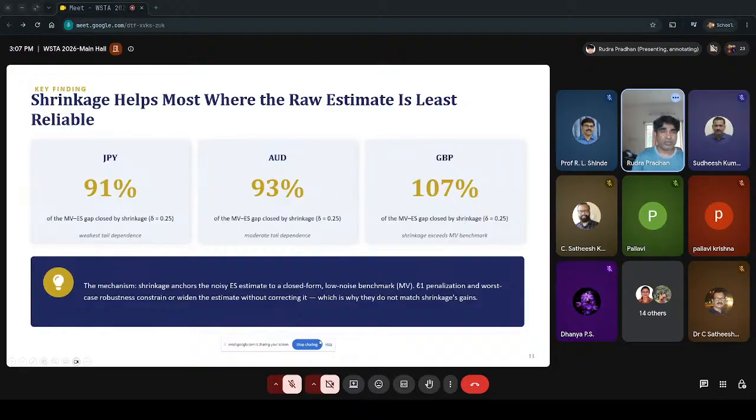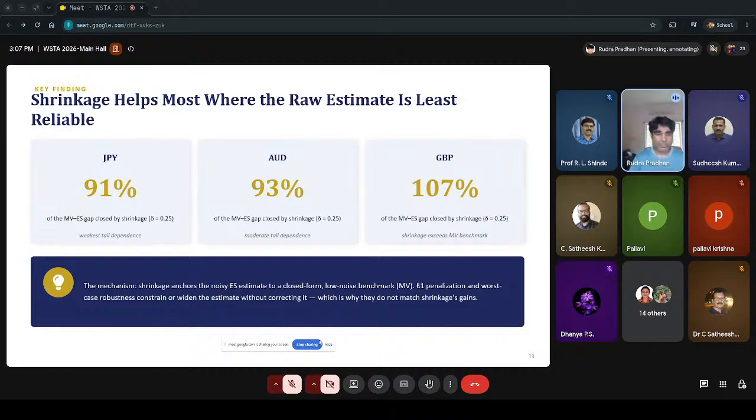Okay, so now coming to key findings here. Shrinkage helps most where the raw estimate is least reliable. On one side, the Japanese currency is having the weakest tail dependence, that's actually 91%, followed by the Australian dollar, that's AUD, having moderate tail dependence, and then finally the British pound, GBP, where the shrinkage exceeds the MV benchmark.